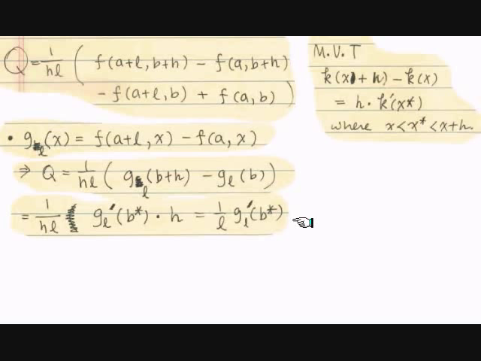1 over L times g l prime, the one variable derivative, at b star. Now this is where we go back to g l and think about differentiating with respect to x. So this part is not touched. We were differentiating this function with respect to x, differentiating this part with respect to x. Although it's x, we're really differentiating the second slot, leaving the first part fixed. Differentiating the second slot there, leaving the first slot fixed.